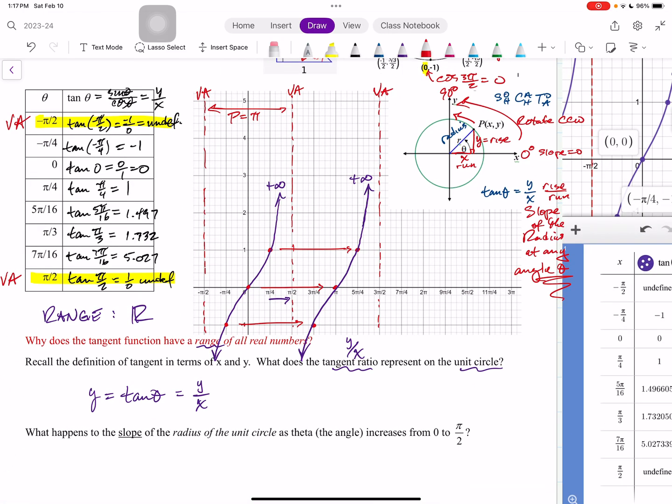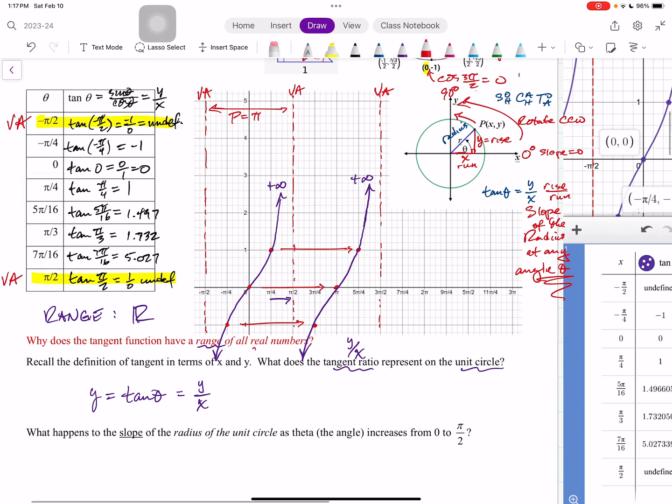It says, what does the tangent ratio represent? That's question number 1, and this is question number 2. So let's answer the question. It represents the slope of the radius. So here we go: the tangent ratio represents the slope of the radius. Answer number 1.